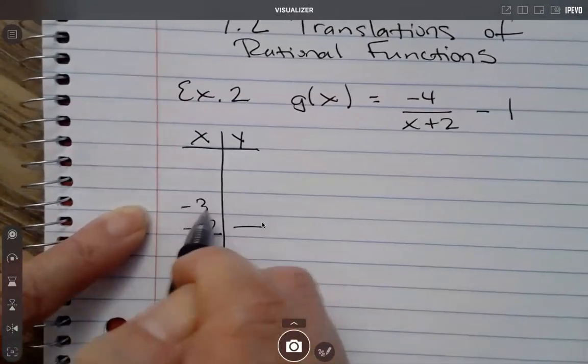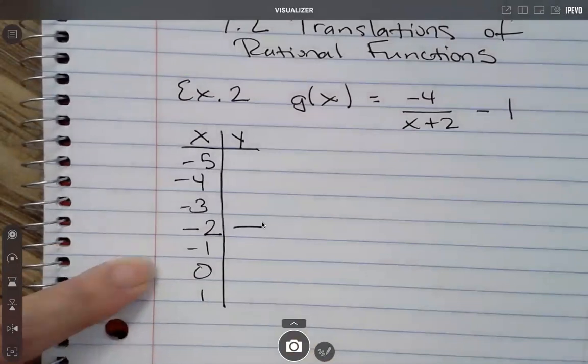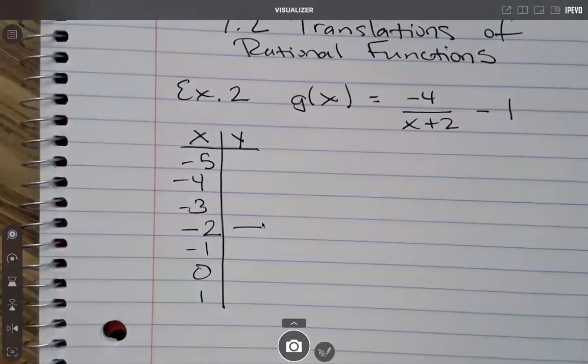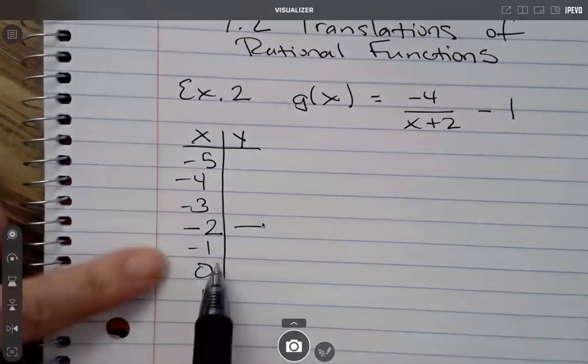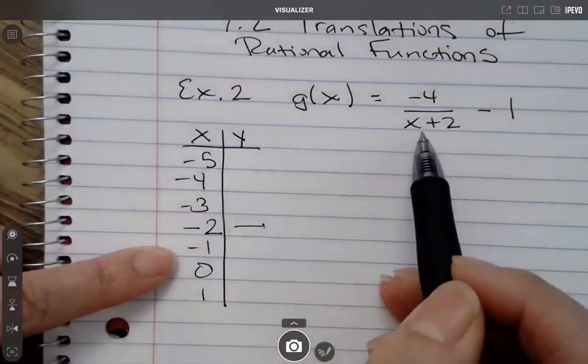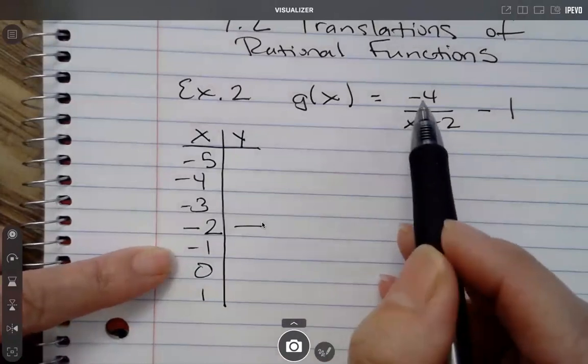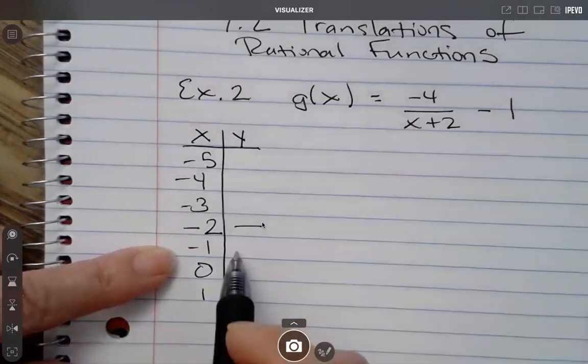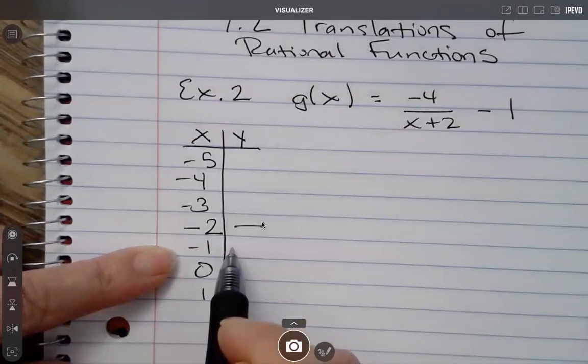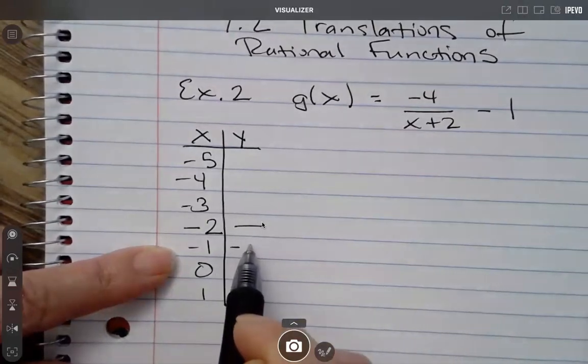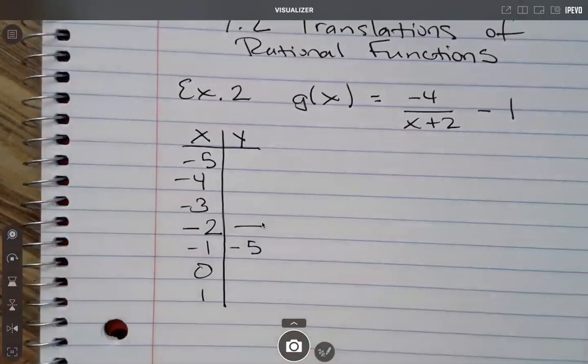Now let's pick 3 numbers up and 3 numbers down. So starting at the asymptote, 3 numbers up and 3 numbers down. All right, let's do our mental math here. Start with -1. -1 plus 2. 1, -4 divided by 1, -1, -5. Oh, I wrote my table wrong. Sorry, guys. It's supposed to be flipped. Positive, negative, same thing.